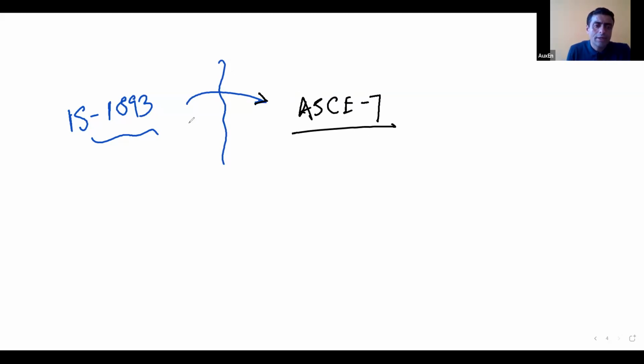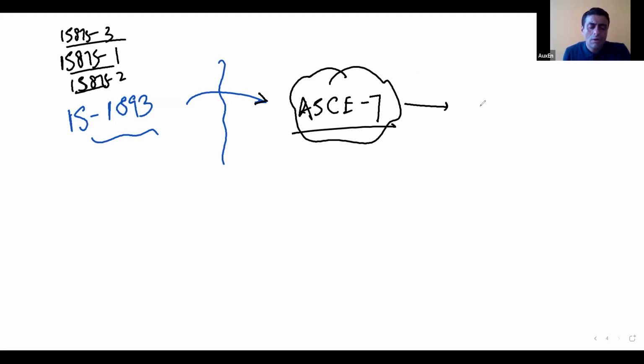For example, in the Indian context, we have a different code for dead load. We have a different code for live load. We have a different code for wind load. I mean, the parts are different. But here there is one code, ASCE 7, that talks about all the load calculations.